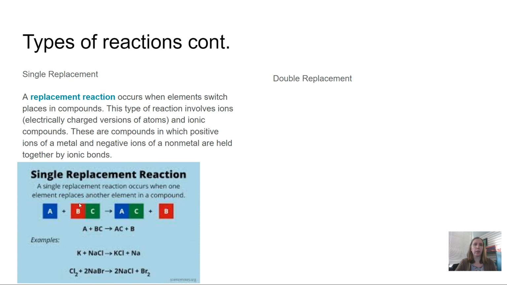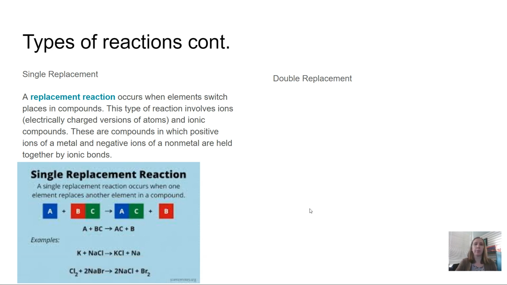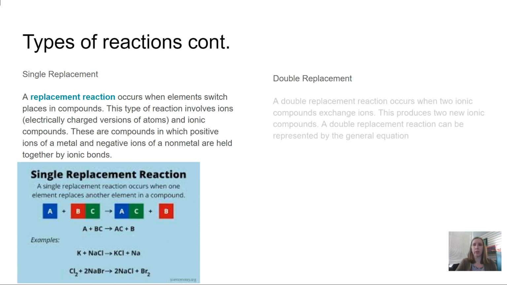So A plus compound BC undergoes a chemical change, and then A swaps places with B to be bonded with C. So we have AC compound plus B. An example would be potassium plus sodium chloride becomes potassium chloride plus sodium. So the potassium and sodium switch places.